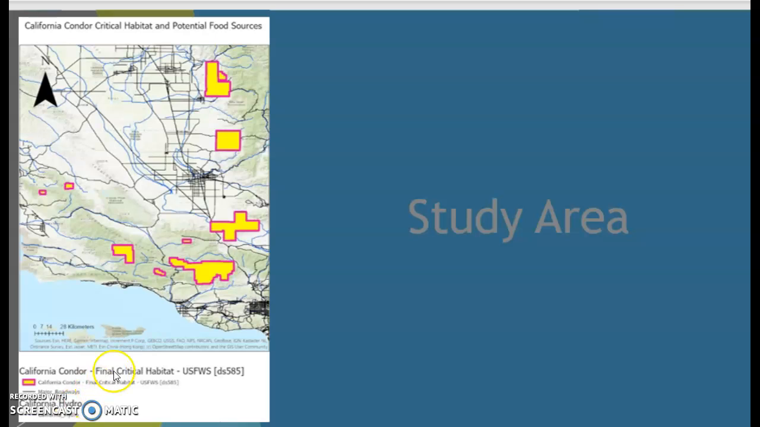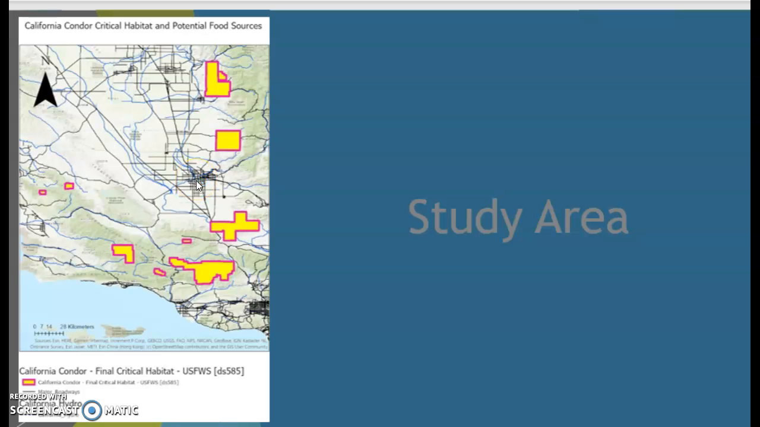As you can see, I've got the California condor final critical habitat in that area, highlighted in the yellow and pink boxes. And then I've also got two different layers on this map. I've got a California hydro layer, which is the blue streams, and that's just showing the different major waterways that are in California. And then I've also got California roadways, which show a lot of the major roadways that lead throughout California.